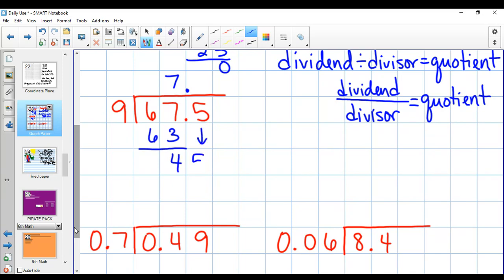Bring down my 5. 9 will go into 45 5 times. 5 times 9 is 45 and 0. And that problem is done. My answer is 7 5/10.